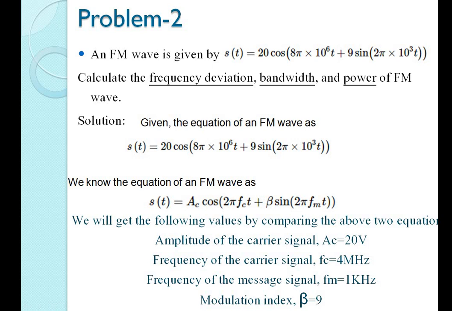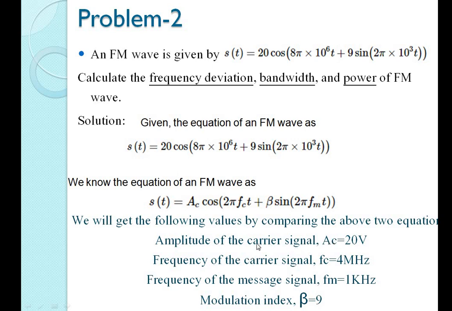Now compare these two equations and take the values from them. So what is the first value that you will get over here? AC is equal to 20, yes or no? The amplitude of the carrier signal AC is equal to 20 we have got.